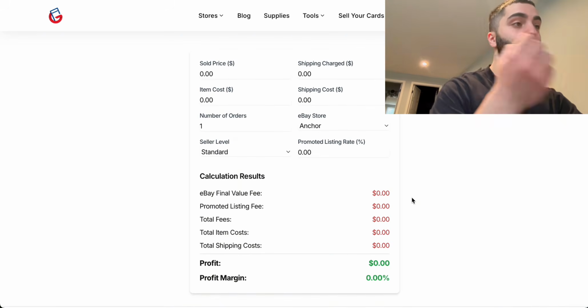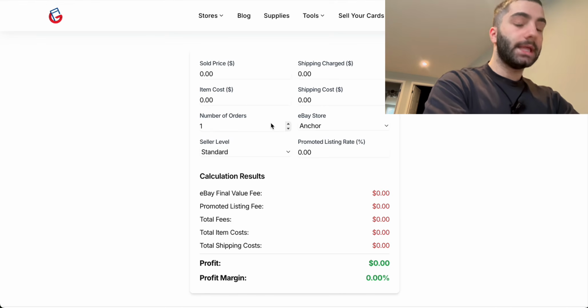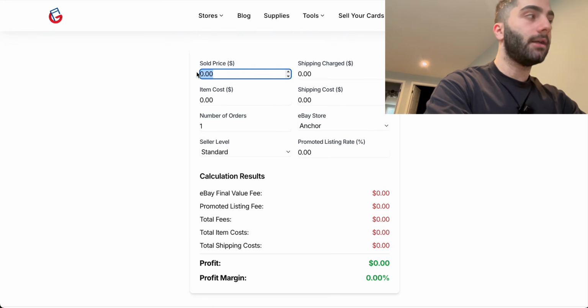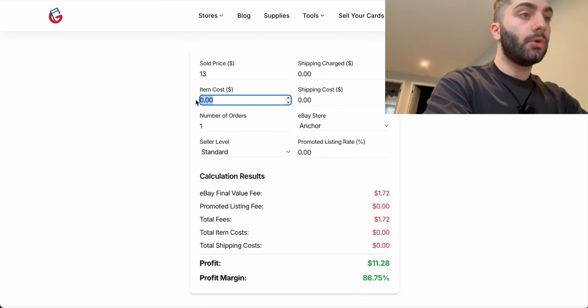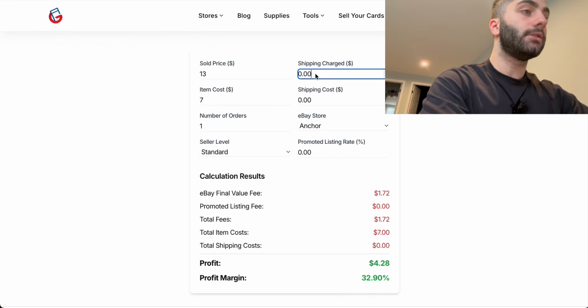So let's get on to the actual calculator part that I made. First, let's start with selling it at market price and see how the math works for that. Let's say you have a $10 card, like the market price is $10. You want to charge, let's just say, $13. So if it's $10 and you paid 70%, your item cost is $7.